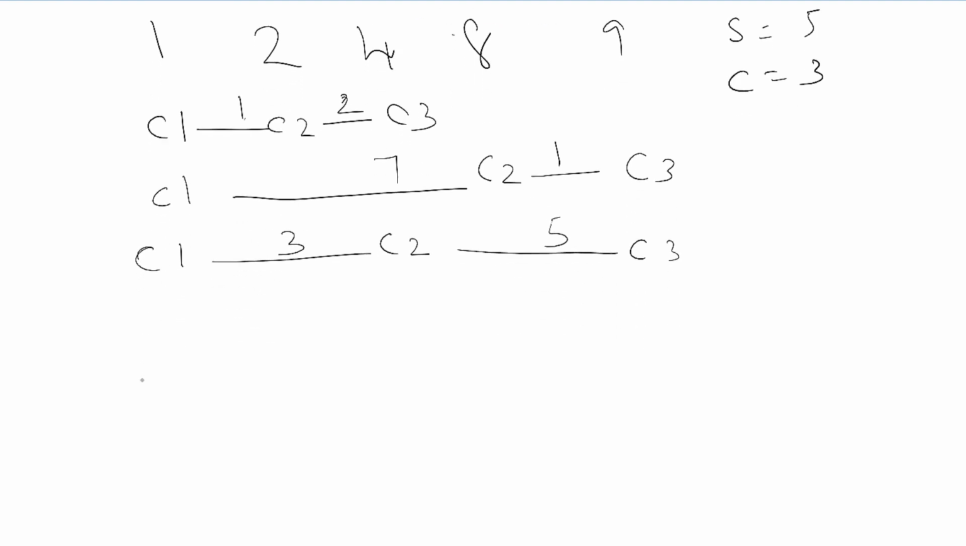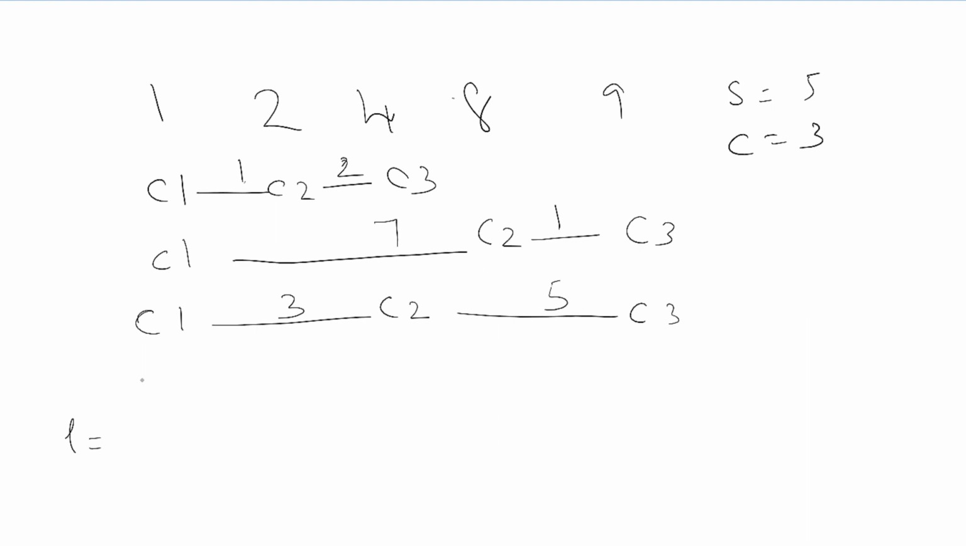Again, for binary search, we need to define our search space, the low value and high value. The low will be when we assign all the cows continuously. So low will be the minimum of 1, 2, minimum of all cows consecutively.